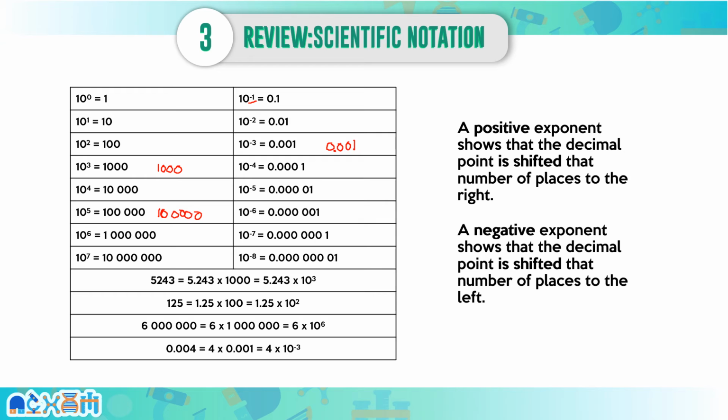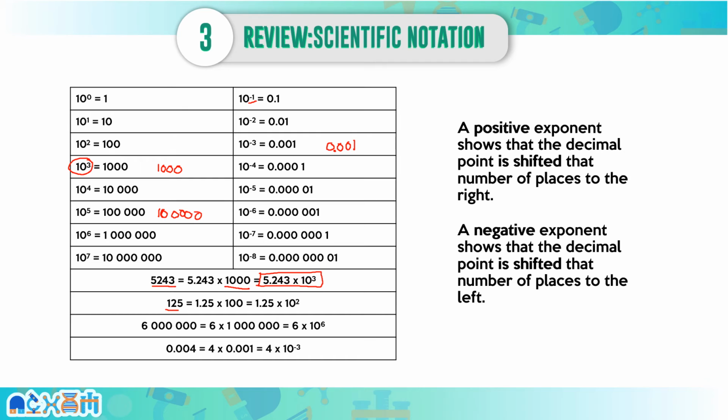So for example, you have 5243. If you want to put it in scientific notation form, you have 5.243 multiplied by 1,000. And 1,000 also means, as you can see here, 10 to the 3, which will give you a value of 5.243 times 10 to the 3.